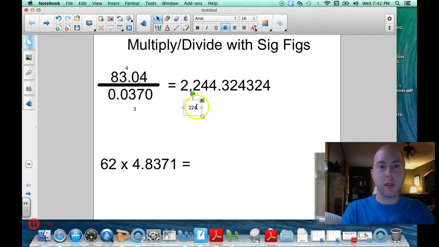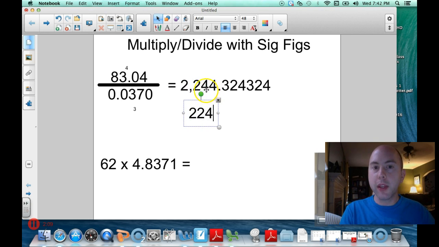The correct answer is not 224. You go 1, 2, 3, look at the number next to the 4. It's another 4, so if you saw in the video for rounding, you round down. You keep this a 4 and you just make a 0 there. You need your placeholder. So the answer is 2,240. Now again, this is 3 significant figures. And it's correct because you gotta have the 0 that I'm highlighting right here because that is a placeholder.